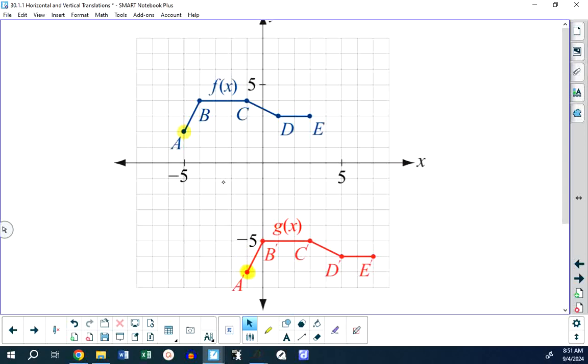And if every point on the original function follows the same transformation, then you're going to have the same shape. It's not all smeared or twisted. Okay.